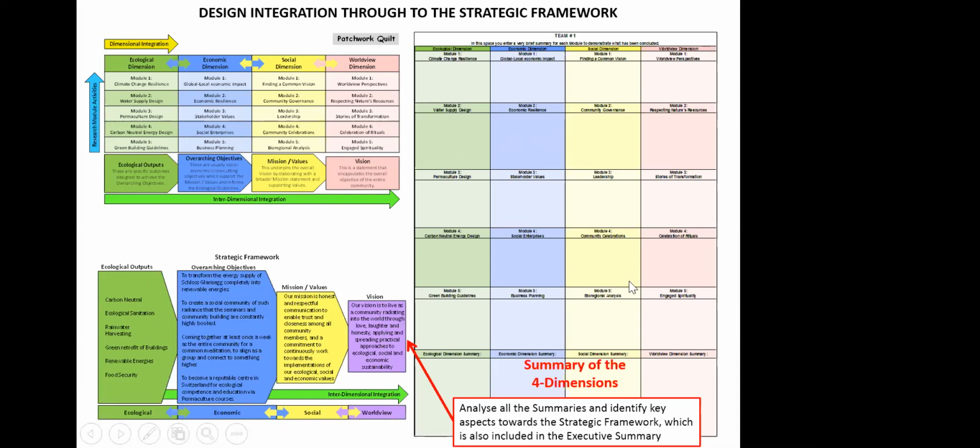So now once you've got this template done with all the high-level summaries, you can then, as I said, sit back, analyze all the summaries, and identify key aspects towards the strategic framework, which is then also copied into your executive summary. Remember, this high-level strategic framework is a very good tool to make a very high-level 5-minute pitch to investors, to new members of the community, and so forth.